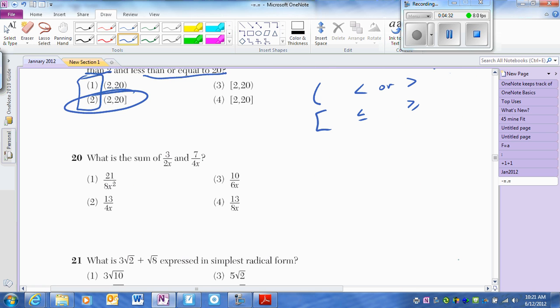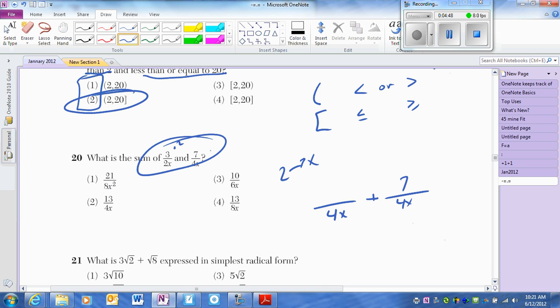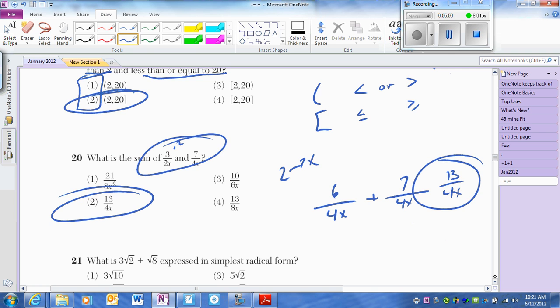The sum of, okay, so I can do one of two things. I can do 2 stow x and then figure out what you get. Just type that in your calculator and figure out what the answer is. Or I can find the common denominator, which is 4x. This one doesn't change, 7. This one got multiplied by 2. So this is 6 over 4x plus 7 over 4x, which is 13 over 4x. Don't forget, we do not add the denominators.